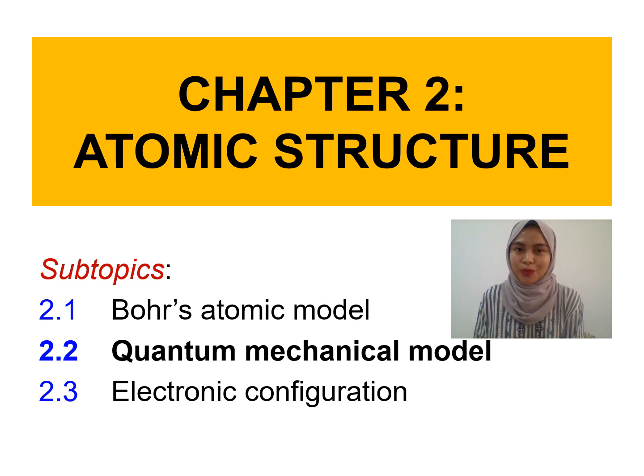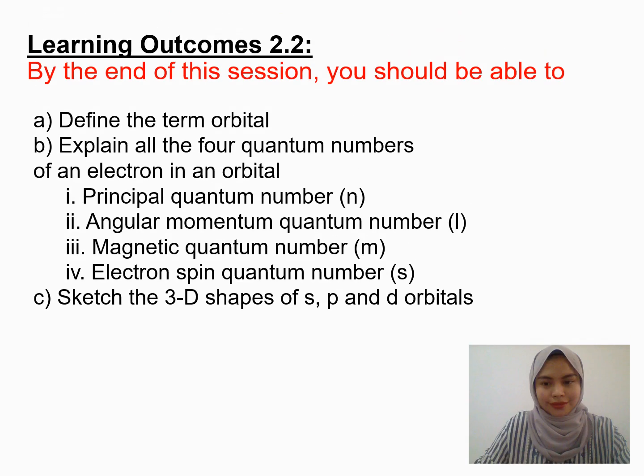Now let's move on to 2.2, which is about the quantum mechanical model. The syllabus that you need to learn for 2.2 is that you need to define the term orbital, explain all the 4 quantum numbers of an electron in an orbital, and sketch the 3D shapes of s, p, and d orbitals.